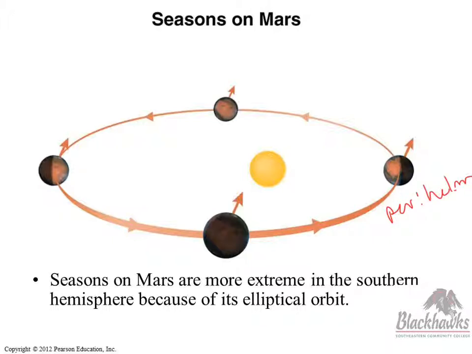Okay, and so what this is saying is that the summer in the southern hemisphere is a little bit warmer than summer in the northern hemisphere. Does that make sense? Okay, and here this is aphelion. Seasons on Mars are more extreme in the southern hemisphere.